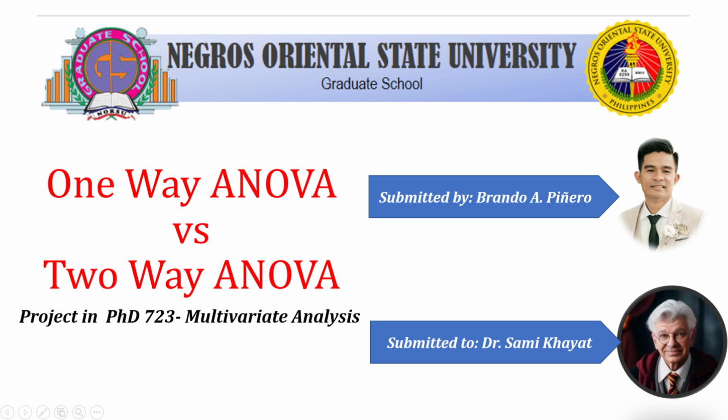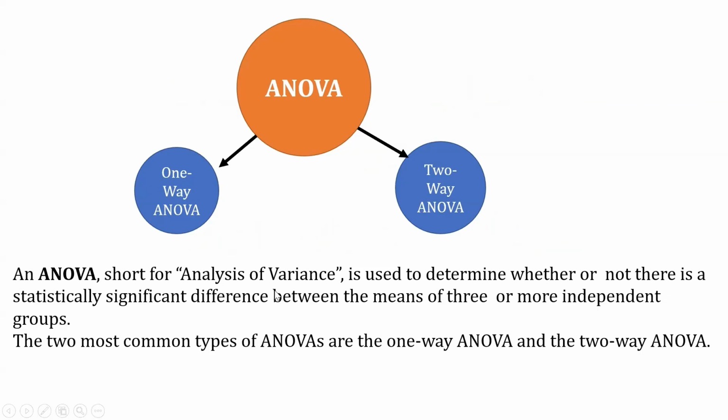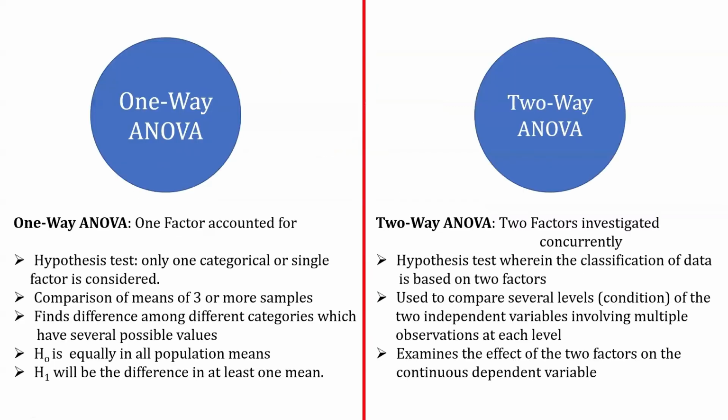I'm going to discuss the difference between one-way ANOVA versus two-way ANOVA. Before that, what first is ANOVA? ANOVA is short for analysis of variance. This is used to determine whether or not there is a statistically significant difference between the means of three or more independent groups. The two most common types of ANOVAs are one-way ANOVA and two-way ANOVA. So let us differentiate between these two ANOVAs.